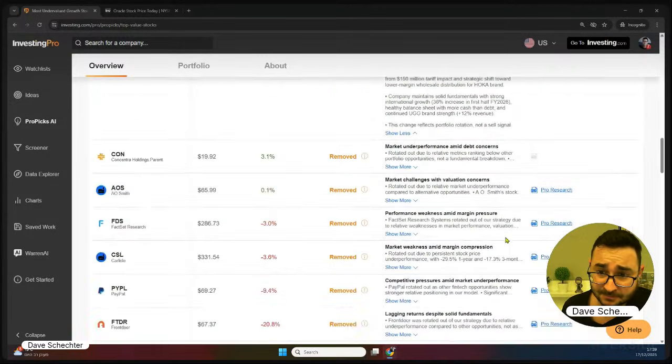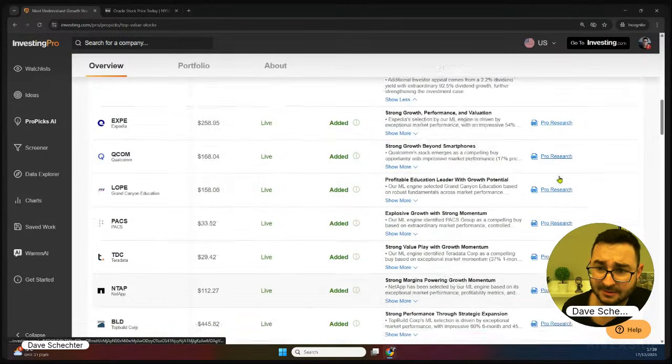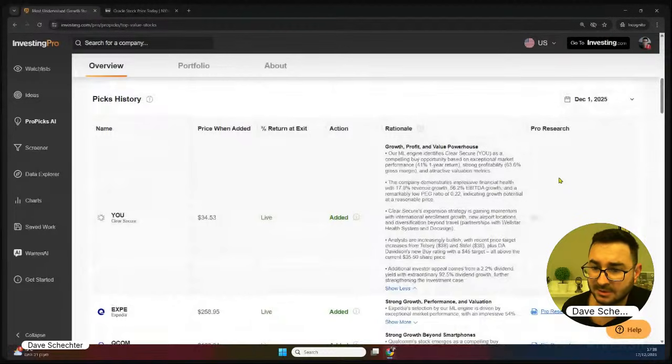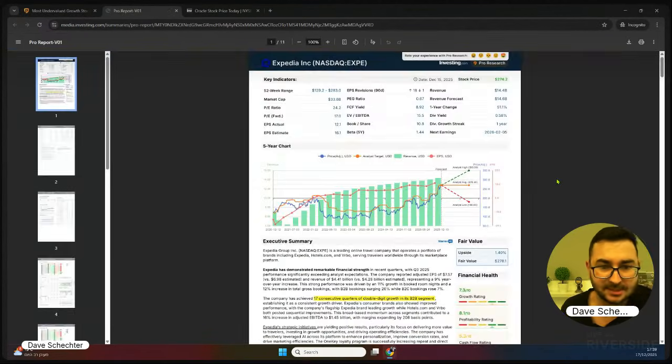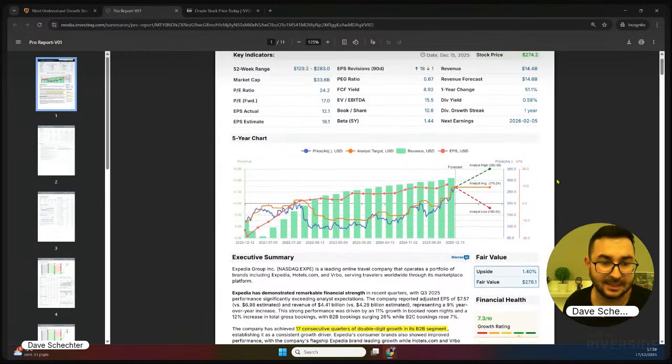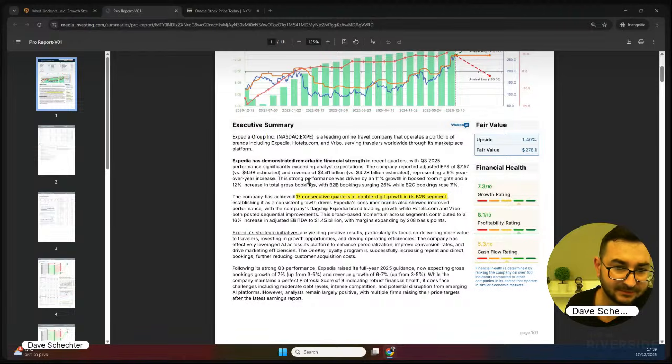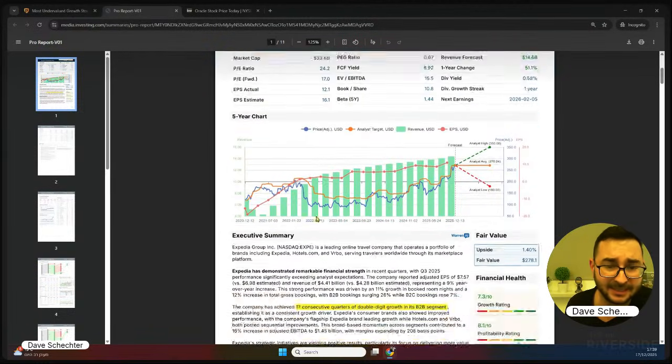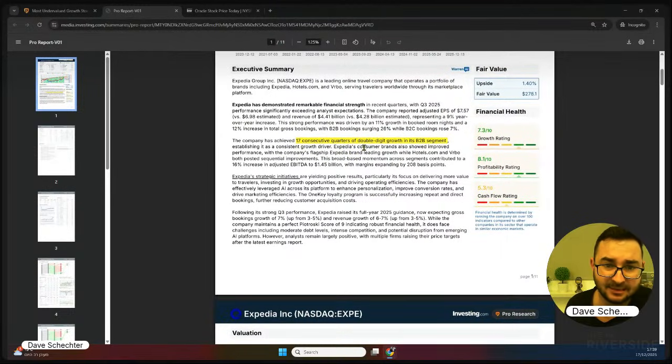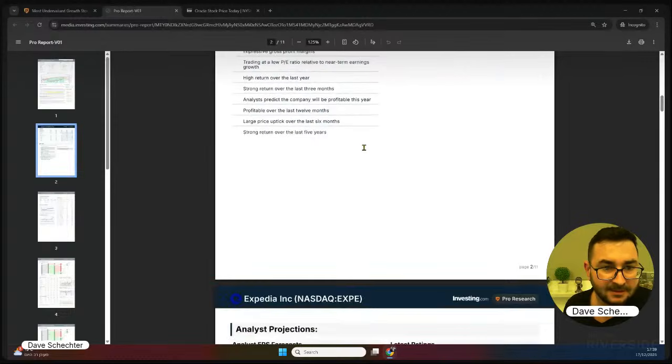So you'll notice on the side over here something called Pro Research. If you go ahead and click through to it, essentially what it is, it's a PDF with some really insightful information. It gives you an executive summary about the company. We see that for Expedia, 17 consecutive quarters of double-digit growth in its B2B segment. We see some top-level pro tips.